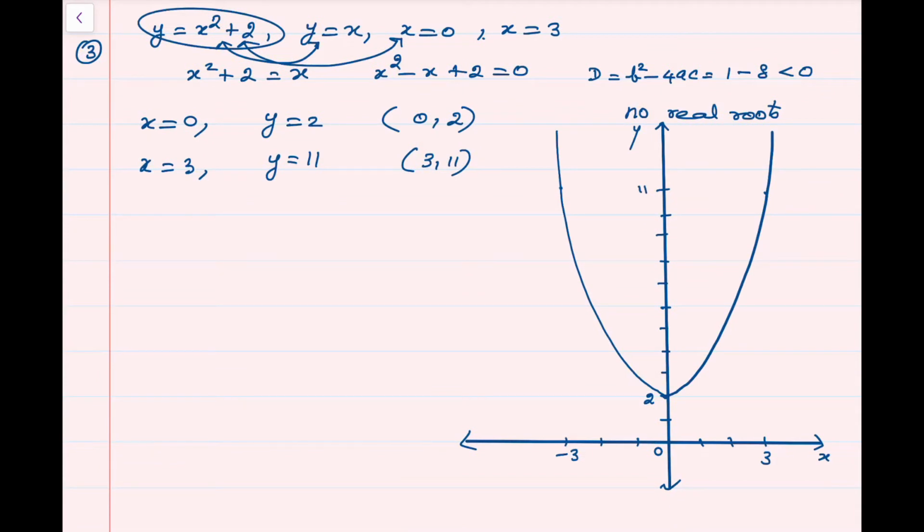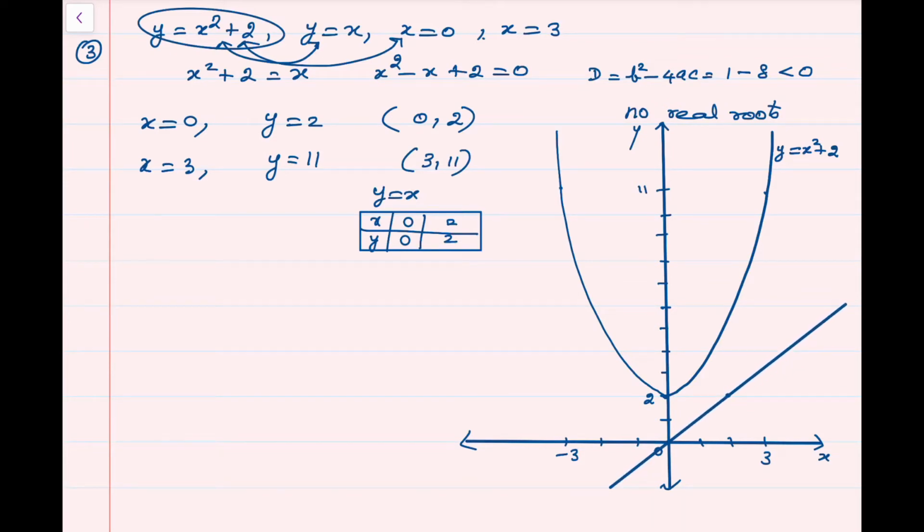Write the equation of the parabola. y is equal to x square plus 2. Now, y is equal to x line is easy to draw. For y is equal to x, if x is 0, y is 0. If x is 2, y is 2. So, 0, 0 and 2, 2 are here. Let us join these 2 points. This is y is equal to x line.